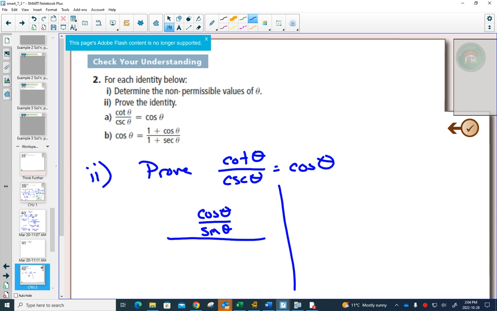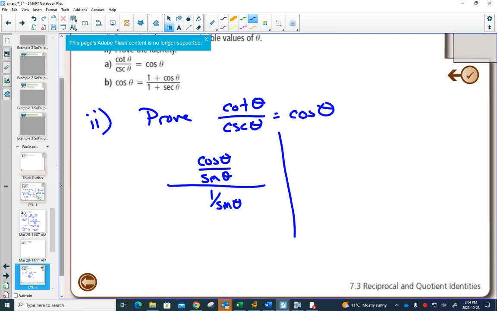Draw a thicker line for my main line. 1 over sine. I have a fraction divided by a fraction, so I can multiply by the reciprocal. We have a common factor, so it cancels.